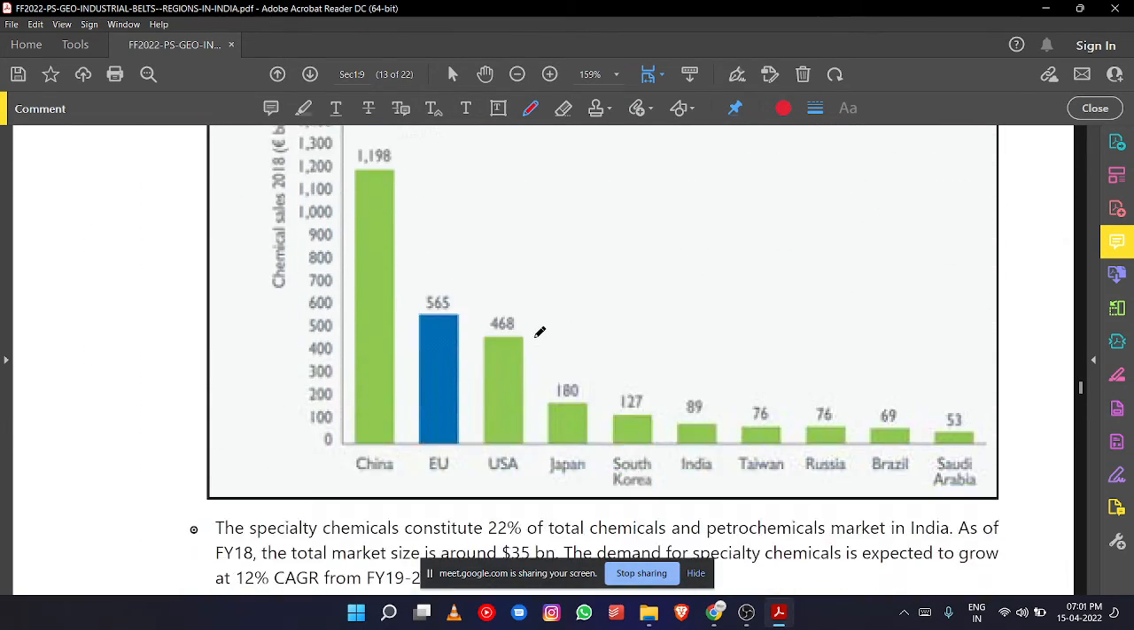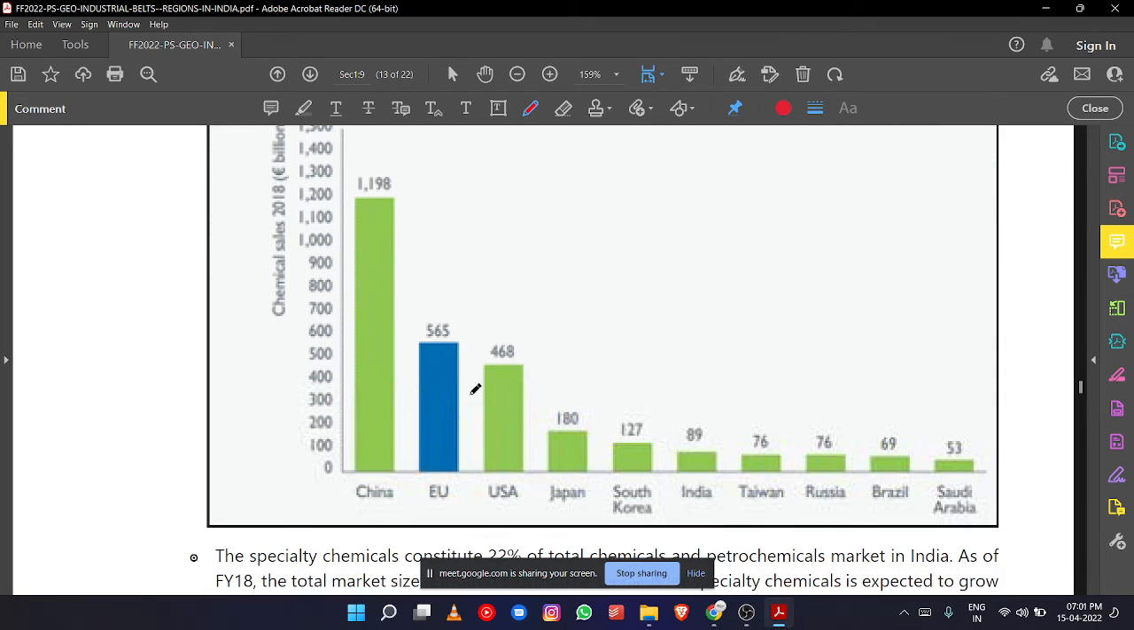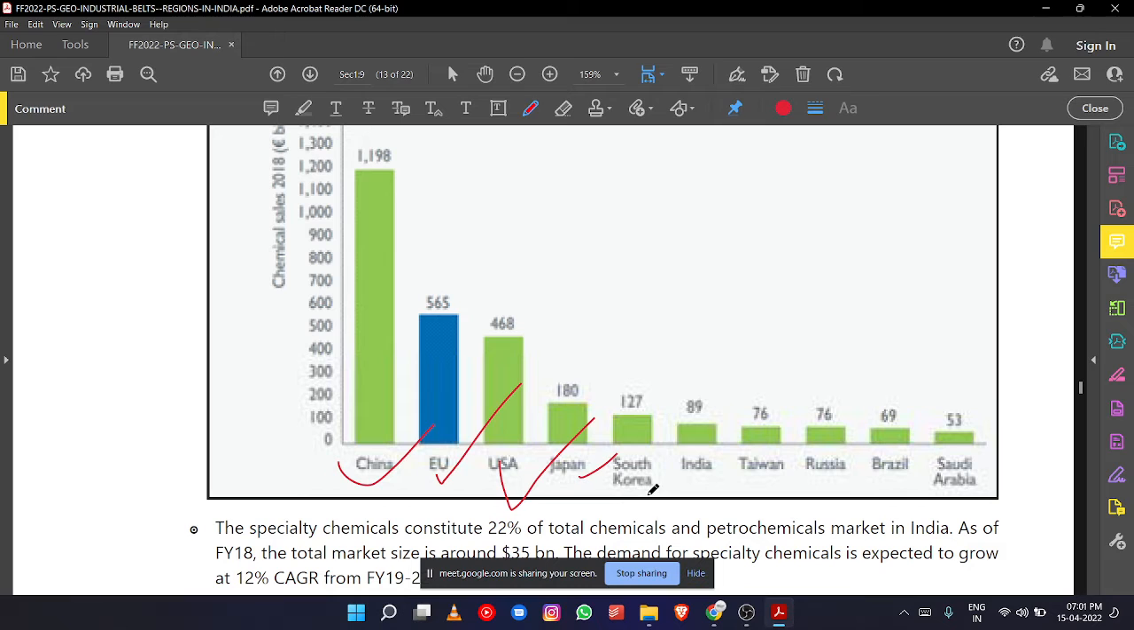So if we see the top 10 countries by chemical sales, not manufacturing, sales. So China is the largest market for it. EU is the second. USA, Japan, South Korea, followed by India. India is in 6th position. Okay, 6th position. So if you can see, in iron and steel, and then in this chemical industries.